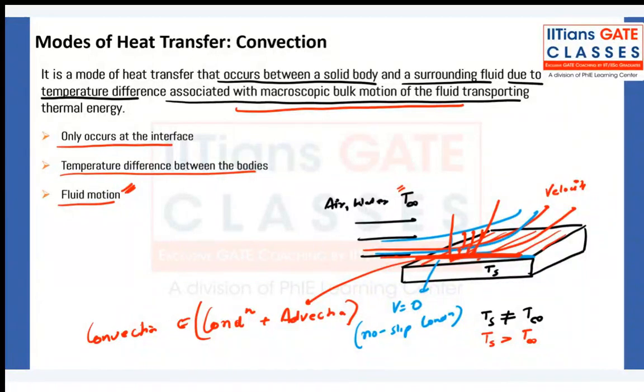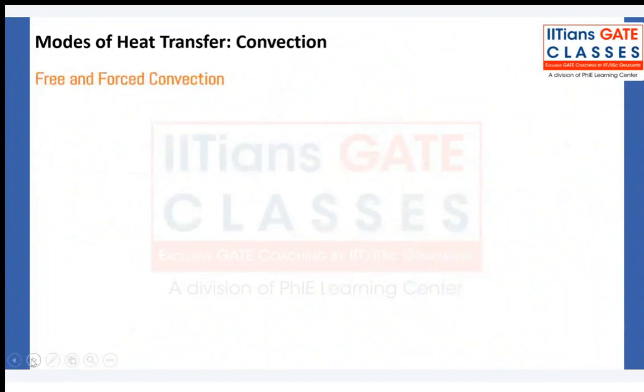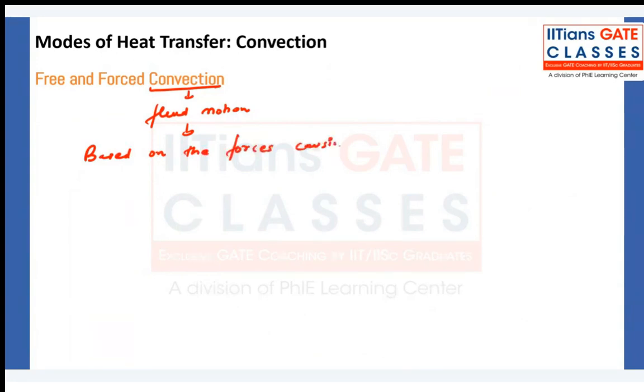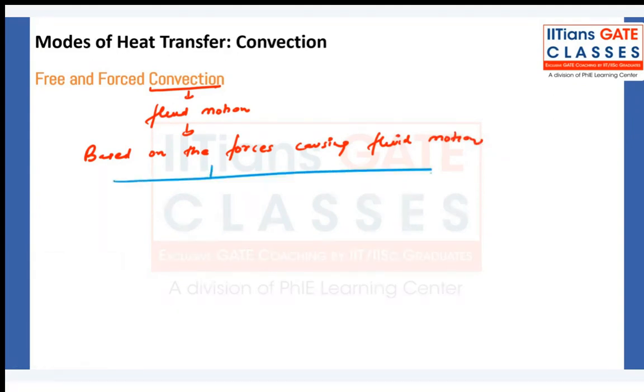Let's go ahead. Okay, now free and forced convection. I have told you that for convection to happen, one necessary condition is fluid motion. Fluid must have some velocity. Now, based on the forces causing the fluid motion, I can classify convection into two types: free convection and forced convection.